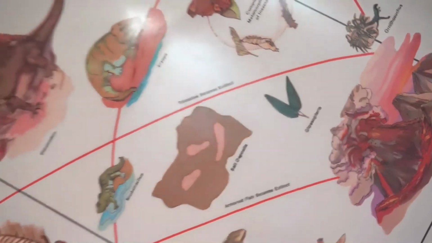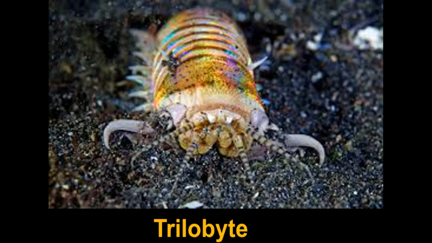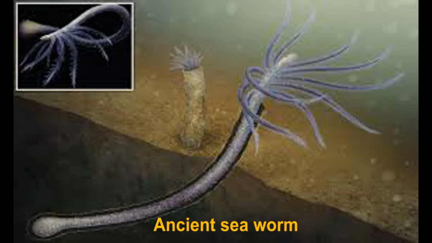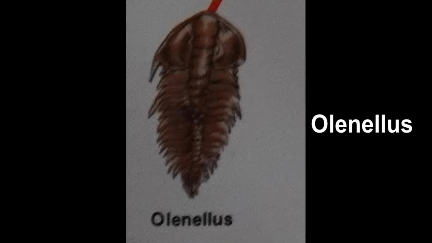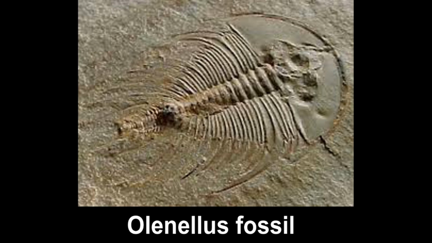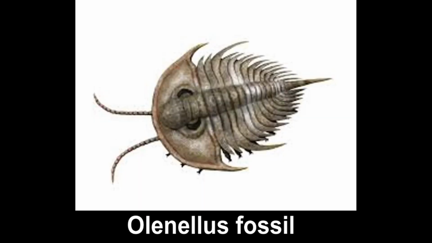Some scientists believe that trilobites may have been related to ancient sea worms. Our first example of a trilobite is the Olenolus. This animal was placed at the beginning of our timeline because it was the first kind of trilobite discovered as a fossil in Cambrian rock. A few fossils of Olenolus have been found in Georgia and Vermont.